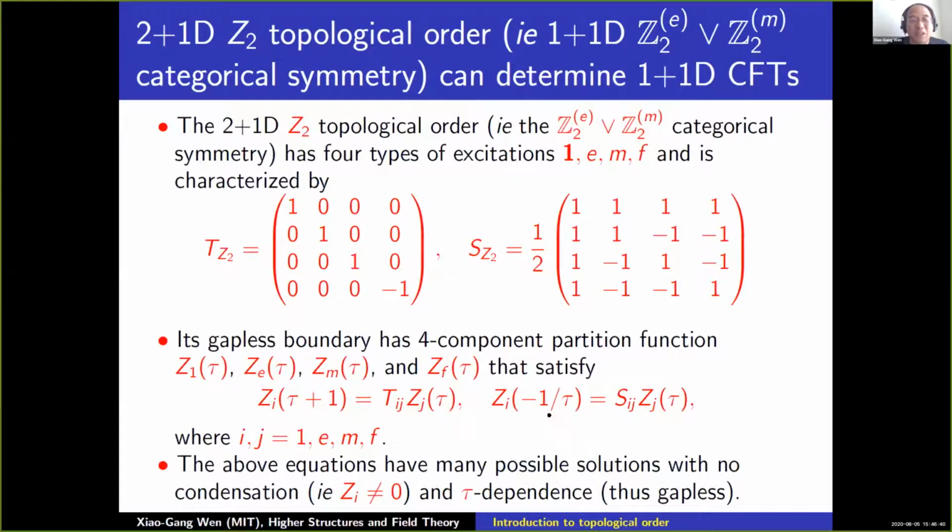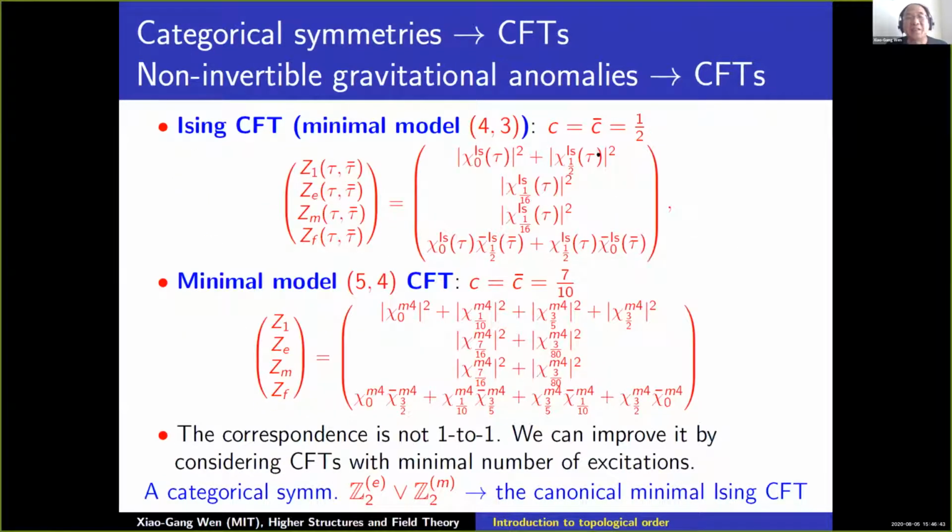And actually, we find that the solution of this equation is not unique. There are many solutions. Here is just one. Both of these 4-component CFT characters are solutions of this previous modular covariant equation. The first one is a familiar one, called the Ising CFT. The second one is a minimal model, the 5-4 minimal model CFT, with central charge 7/10. The central charge here is 1/2. So we see that the correspondence is not 1-to-1.